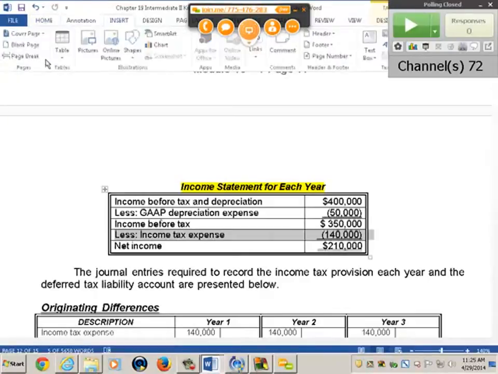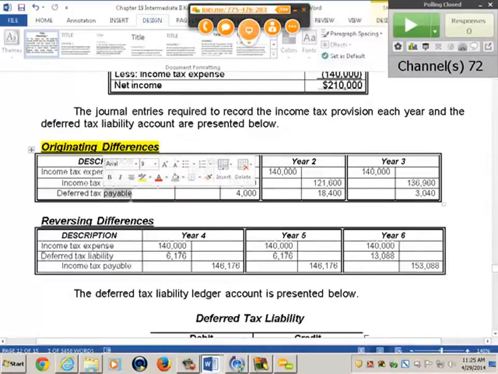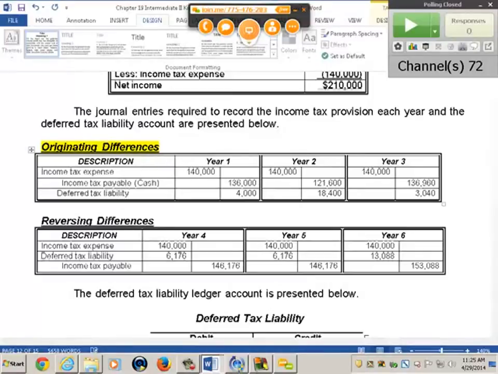And finally, the journal entries, and then we'll take some questions. This is a standard illustration. This should be deferred tax liability. I changed it in the other class for a question.